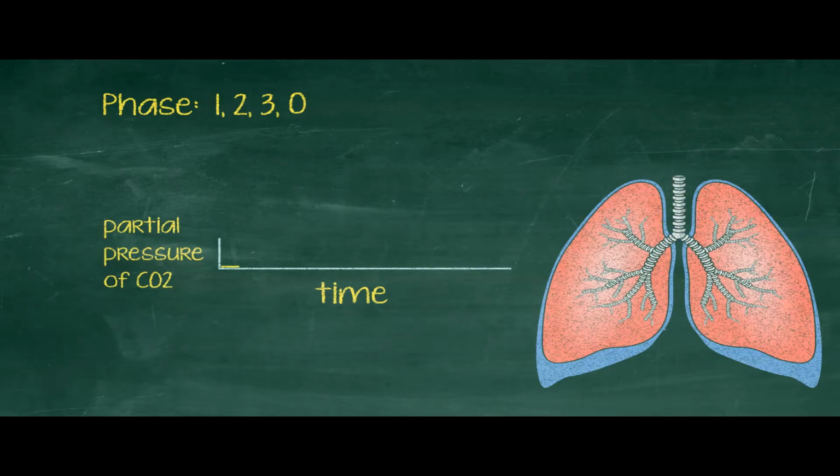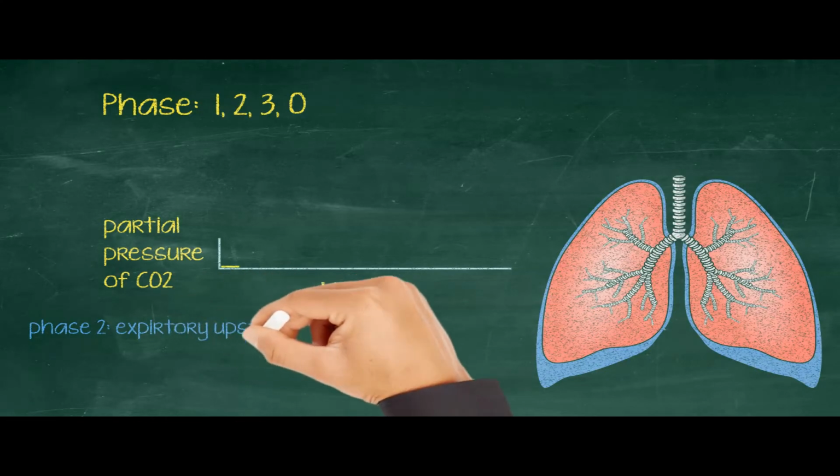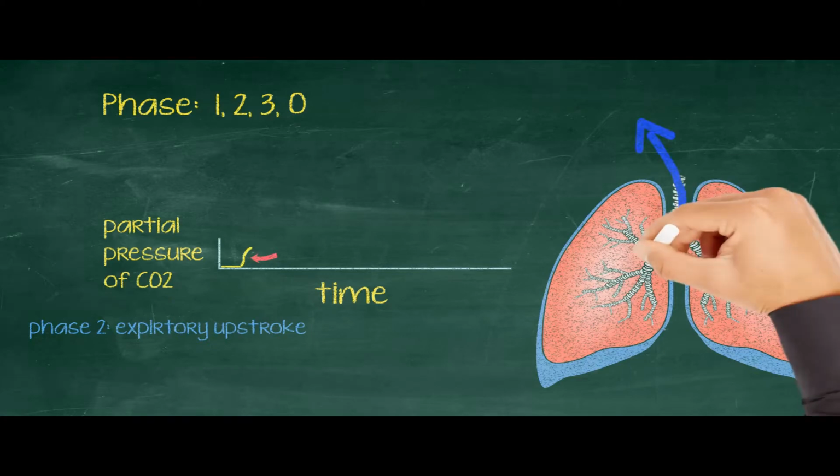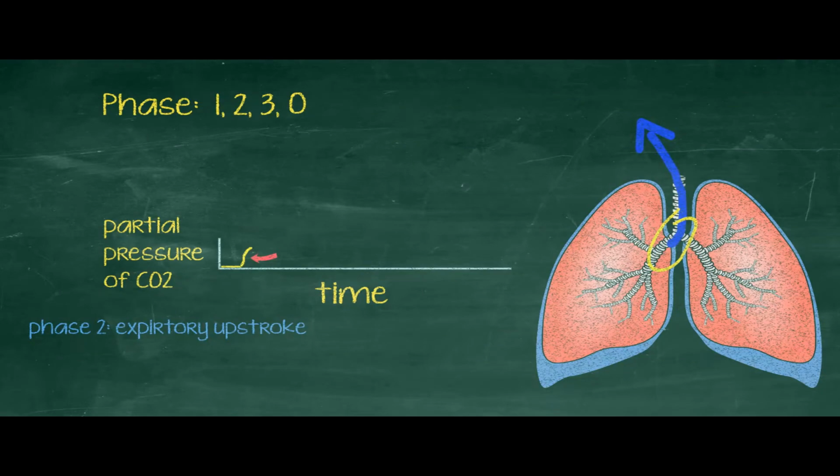Phase 2. Phase 2 is called the expiratory upstroke, and it's important to understand that phase 2 is a transitional phase. During this interval, the air in the sampling chamber is transitioning from air that had been sitting in the anatomical dead space to alveolar gas. The anatomical dead spaces are mouth, pharynx, trachea, bronchi, etc. And although the air that had been sitting in these spaces had not participated in gas exchange, it did mix with some alveolar gas, and as a result has a higher partial pressure of CO2 than the atmospheric air.